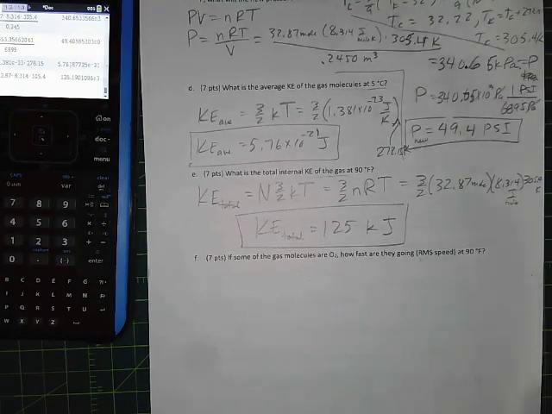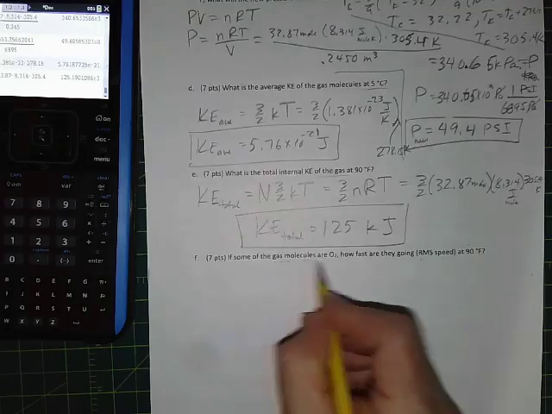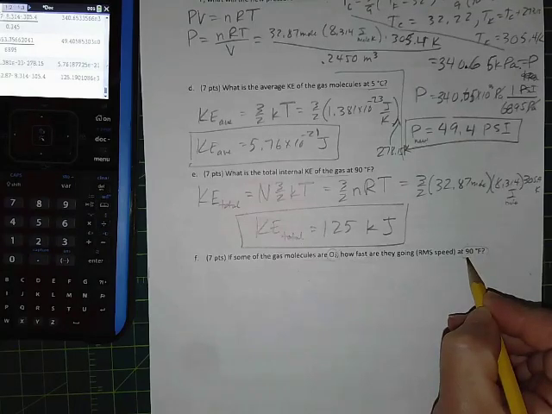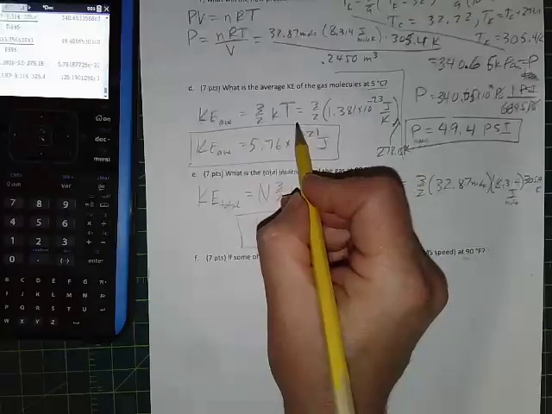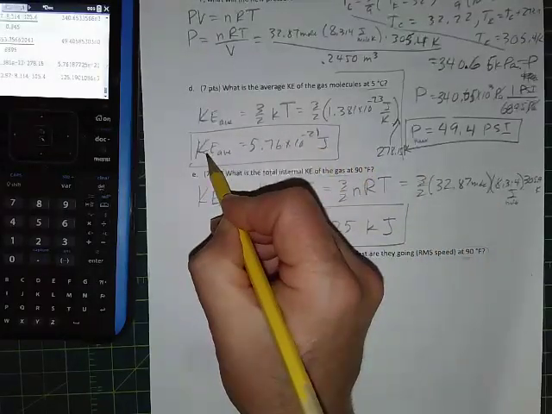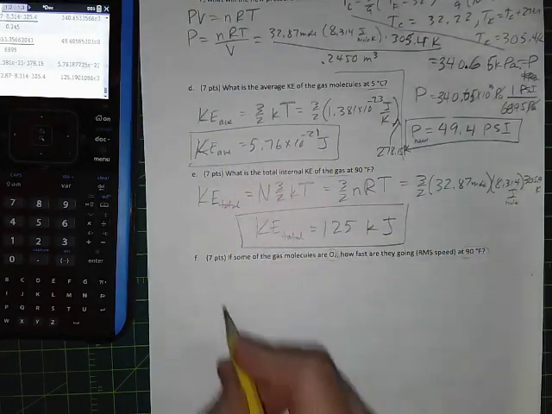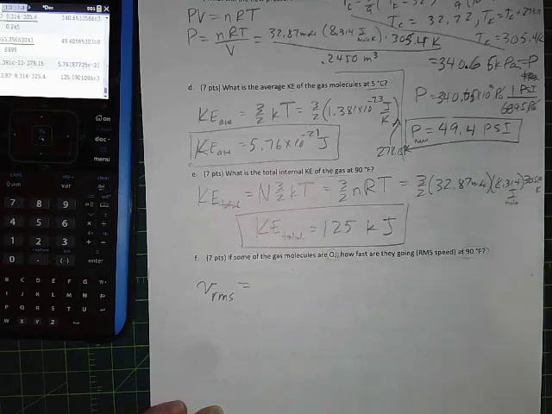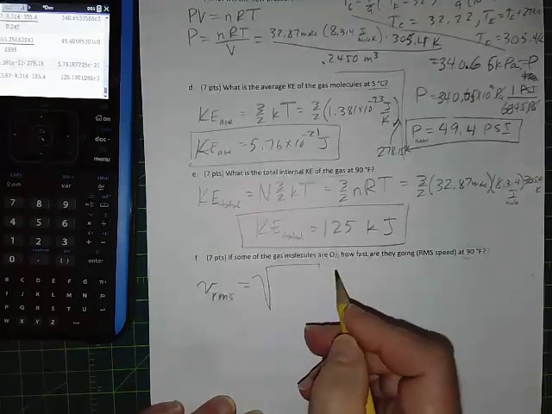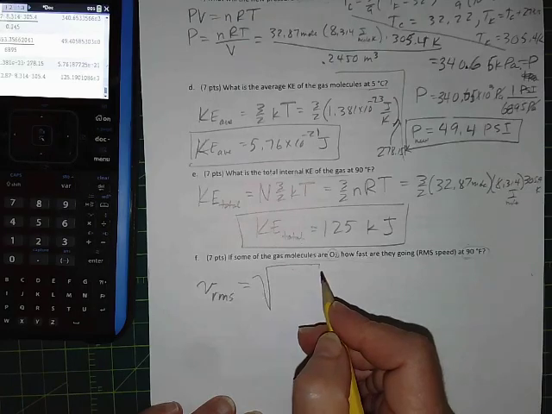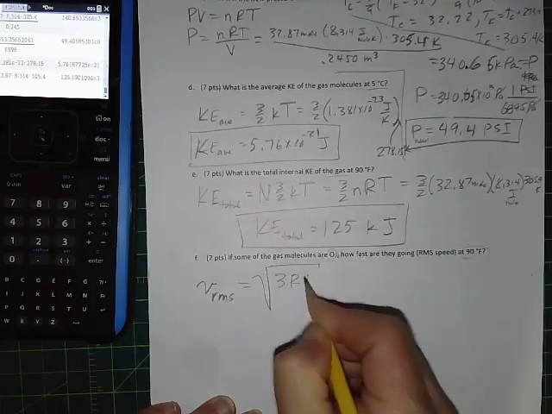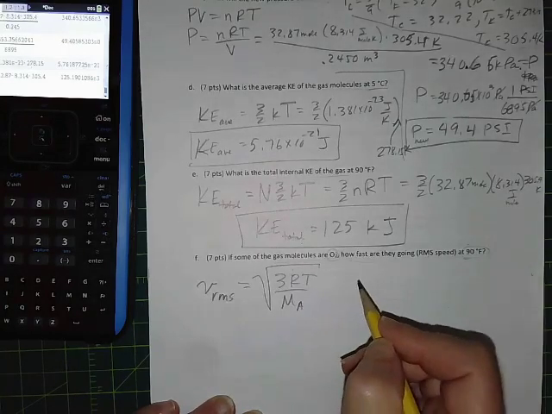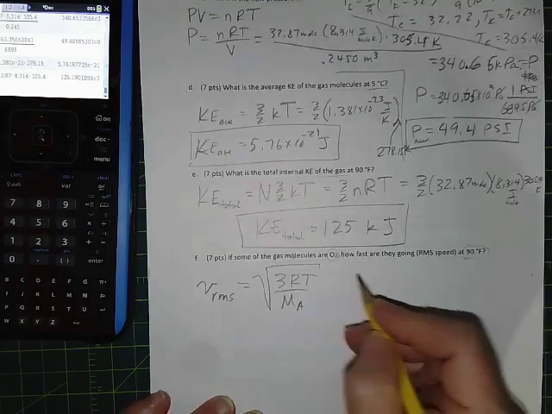number 9 part F. If some of the gas molecules are O2, how fast are they going at the 90 degrees? Okay. So we got the kinetic energy average. Well, we can just use the formula. So VRMS, we don't have to use kinetic energy. We've got a formula for VRMS directly. Two formulas. Which one do we want to use? Got 3RT over M, or 3kT over m, but we haven't calculated m. So let's use M.